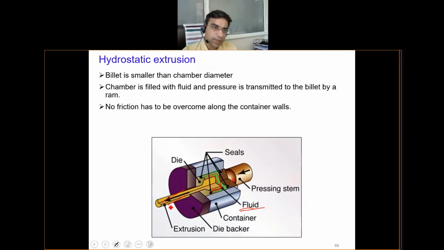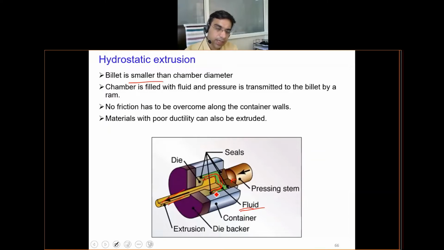So in this case, the billet is slightly smaller than the chamber so that the fluid can perfectly surround it from all the sides. The chamber is filled up with the fluid and the pressure is transmitted. And in this case, you can understand since there is the fluid in between the container walls and the billet, so there is almost no friction.